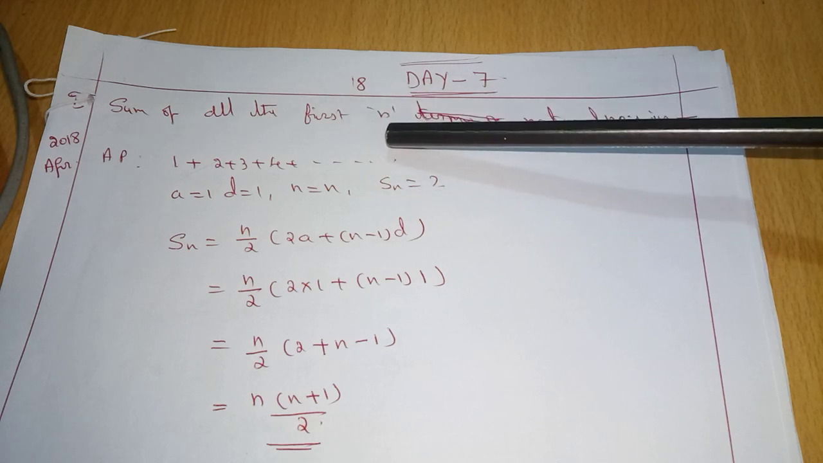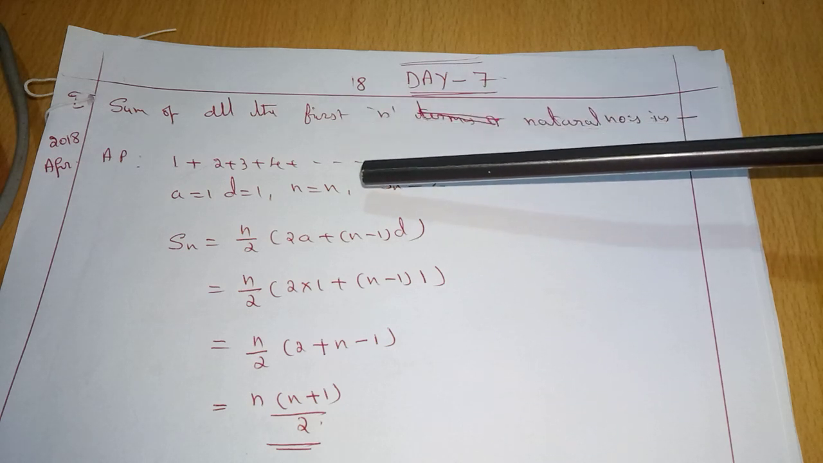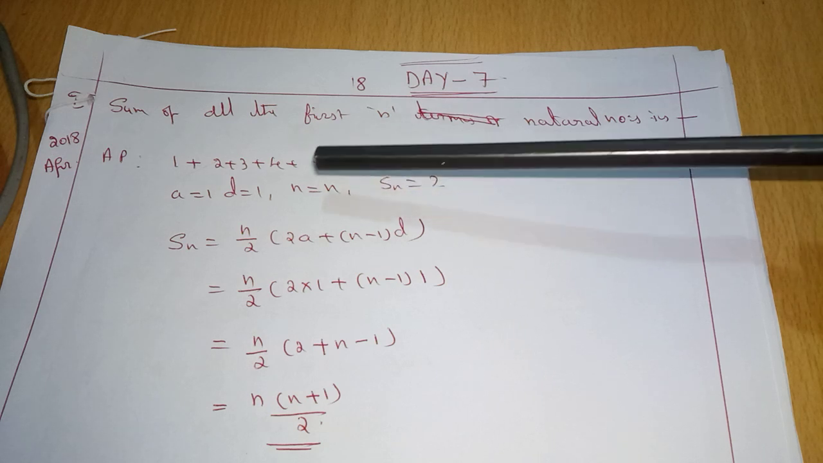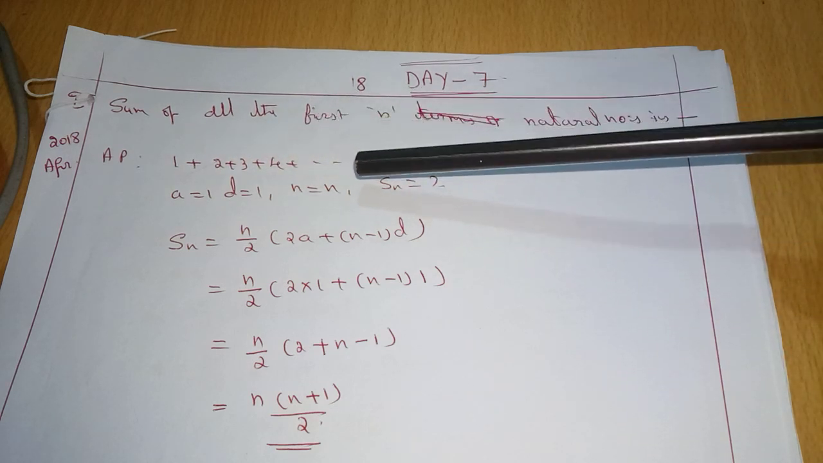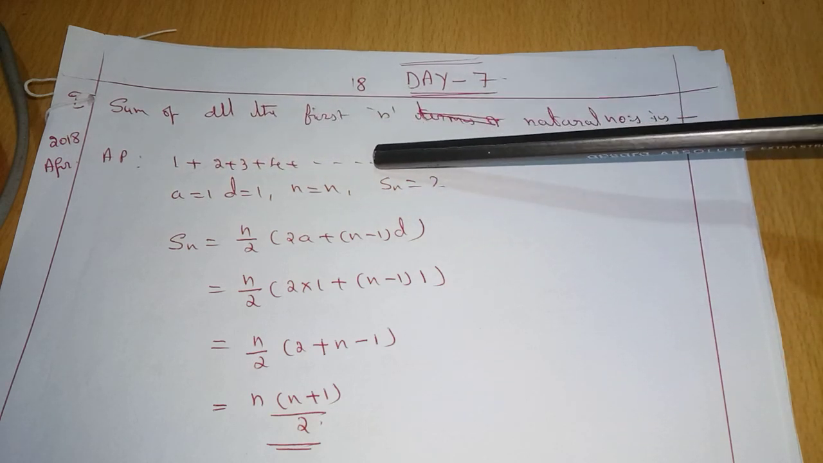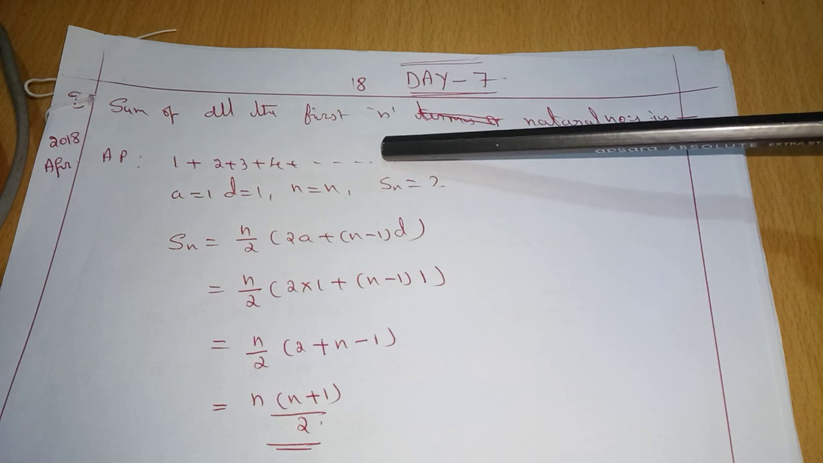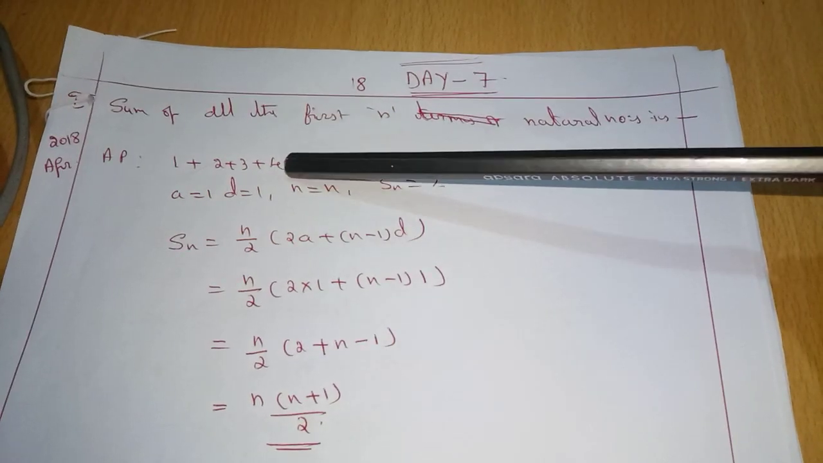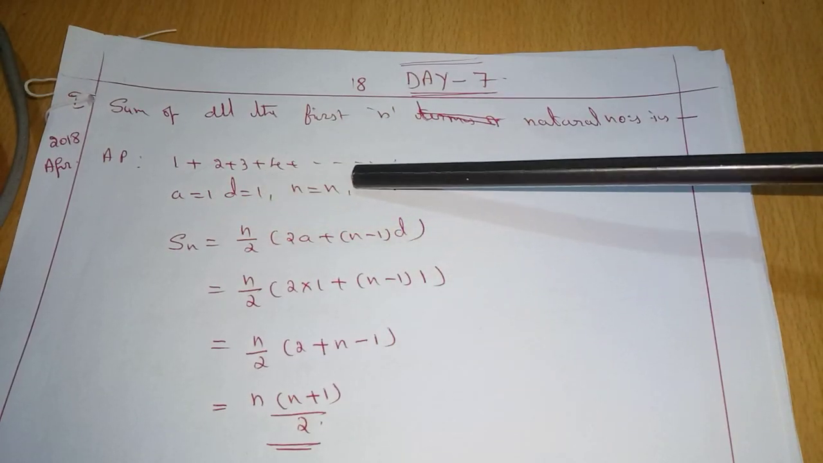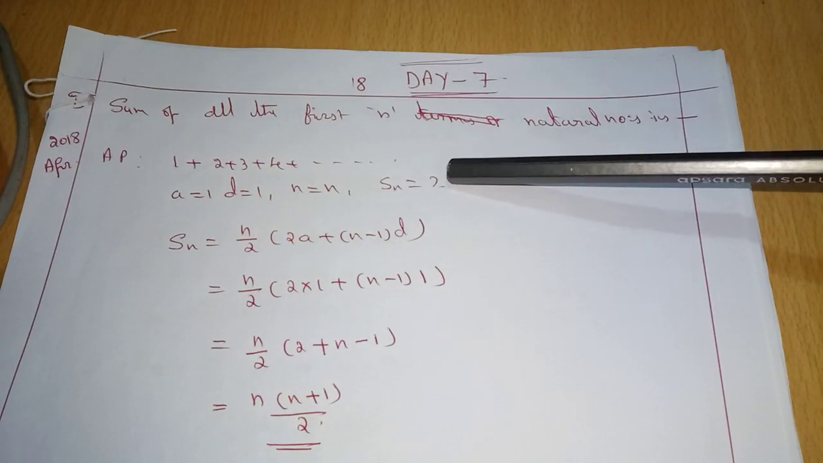Now let us write AP. Natural numbers. Can you write the set? 1, 2, 3, 4 and so on, isn't it? Now we will put plus signs and write AP is equal to 1 plus 2 plus 3 plus 4 and so on. Now write the values of a, d, n. We have to find Sn.